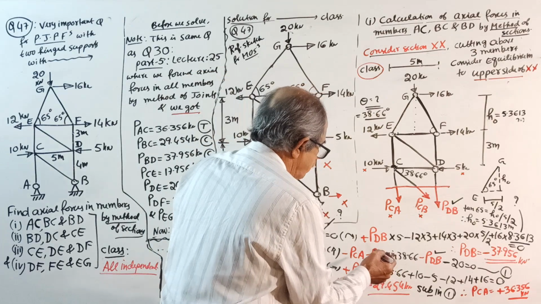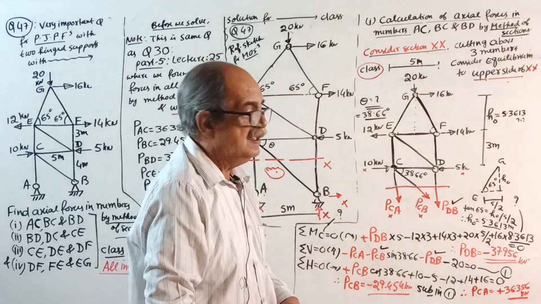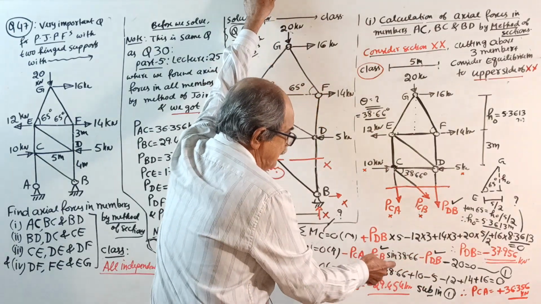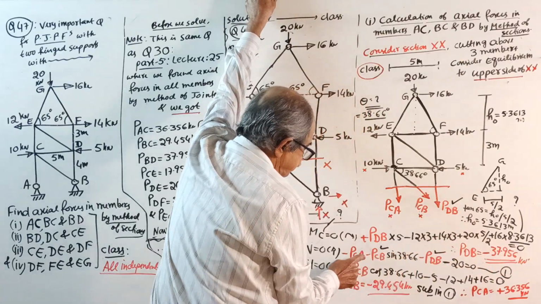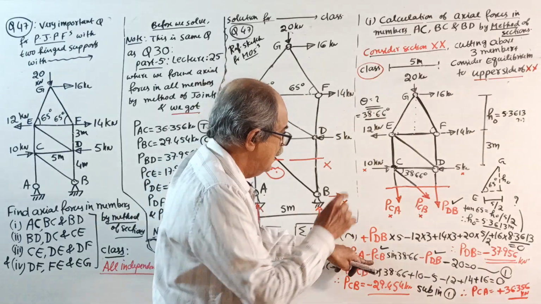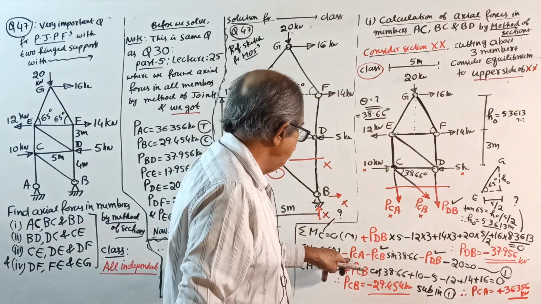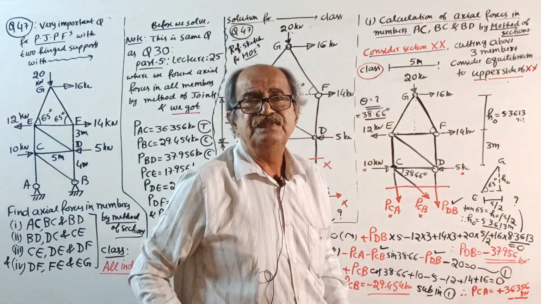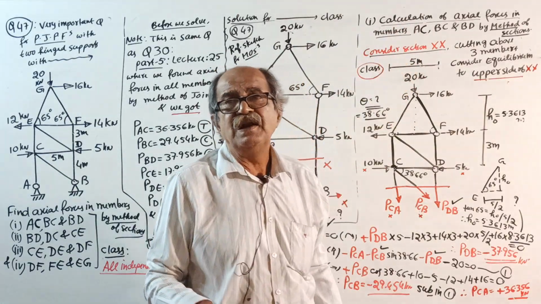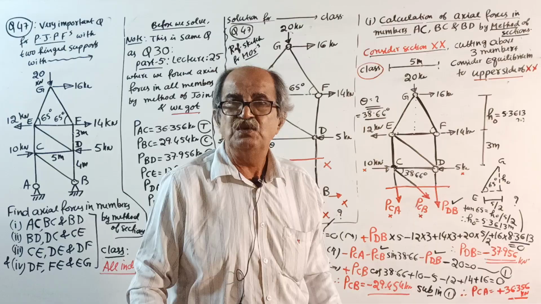Now PCB is also known. Now substituting in equation 1, substitute PCB equal to minus 29.454 and PdB equal to minus 37.956. You will get PCA equal to 36.356 kilonewton. So question 1 is completely over, but for the last step, if you put it this way, people will ask what minus and plus mean.